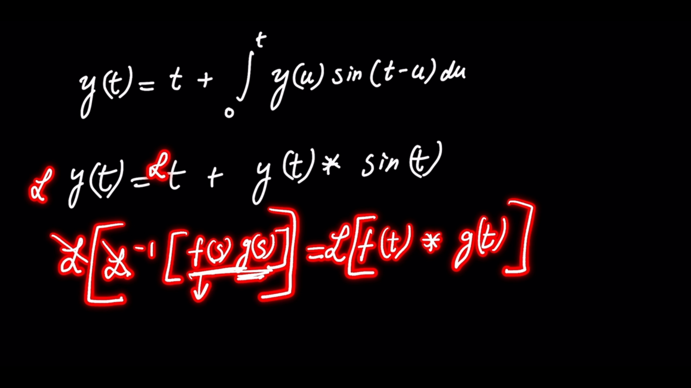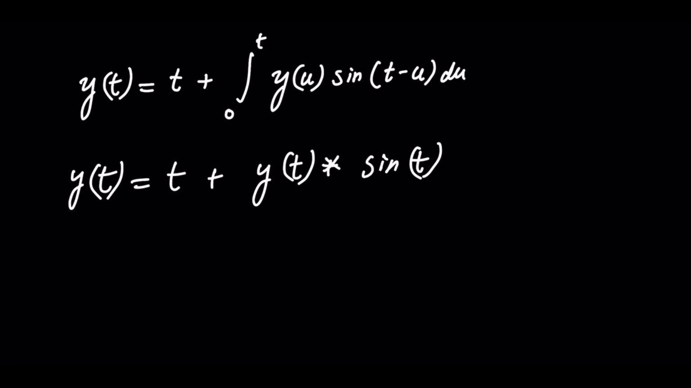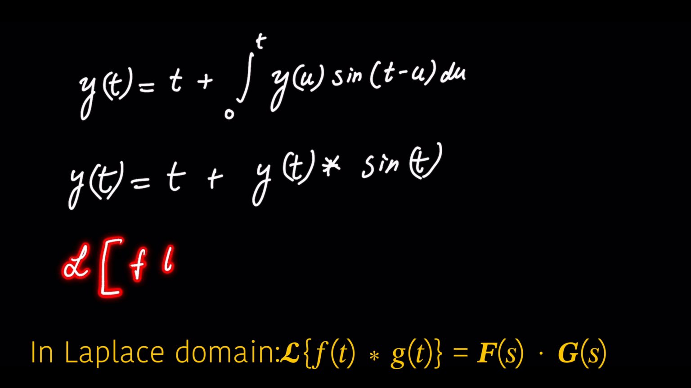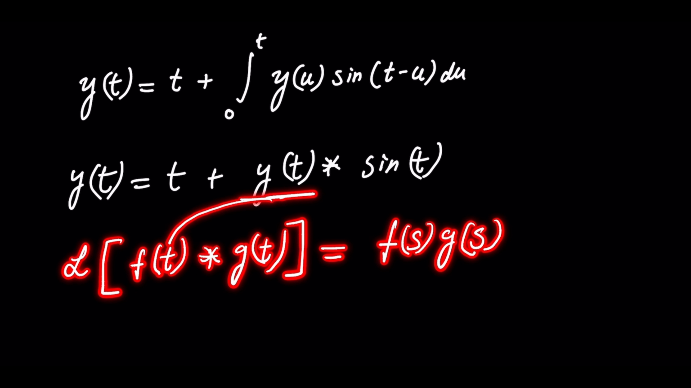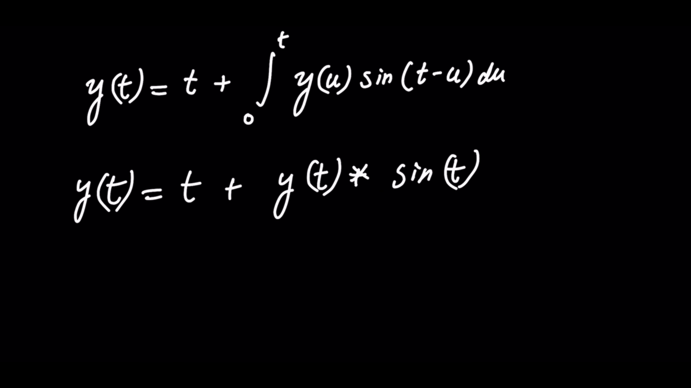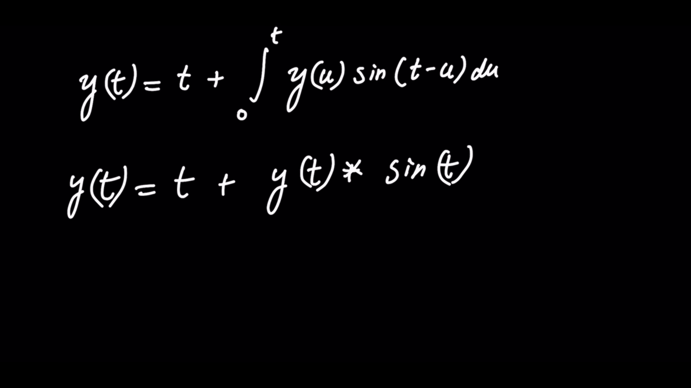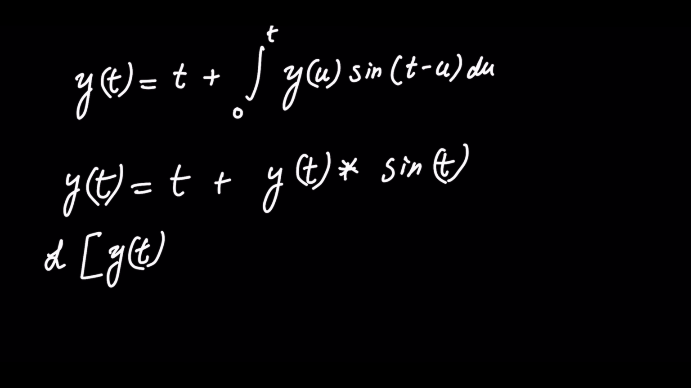The f of s and g of s are the individual transforms of f of t and g of t individually. To clear things up, we just found that the Laplace of f of t asterisk g of t is equal to the product of f of s and g of s, where f of t is y of t and g of t is sine of t. Now we're going to solve this equation by taking the Laplace transform on both sides of this equation. So let's do that.